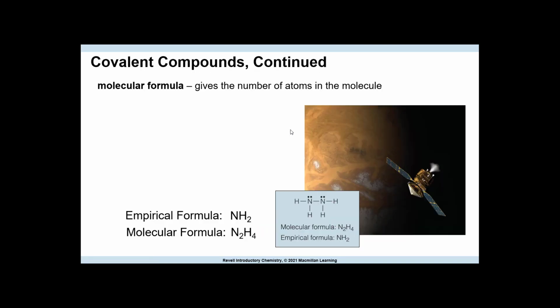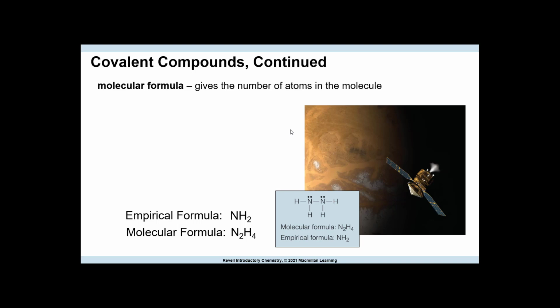Okay, so covalent compounds. We describe covalent compounds using molecular formulas. This type of chemical formula gives the actual number of atoms in the molecule rather than the simplest whole number ratios. Consider hydrazine. Hydrazine is the fuel for rocket thrusters. A hydrazine molecule contains 2 nitrogen atoms and 4 hydrogen atoms, which is N2H4. The empirical formula for this compound is the smallest whole number ratio. So the easiest way to describe this is that we use empirical formula when we're dealing with ions. But when we're dealing with molecules, there's a way to try to explain this.